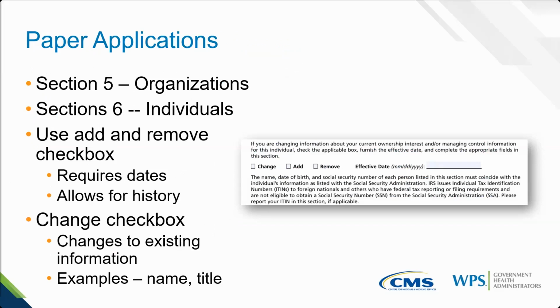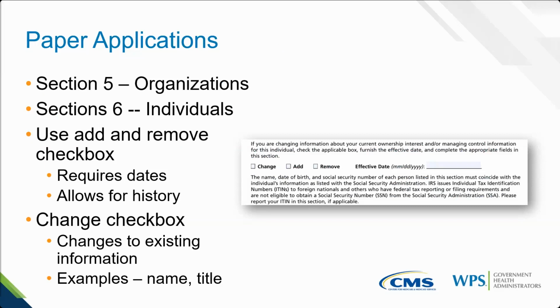So next, before we get to more questions, I do want to talk about how these changes are going to occur. I'll start with a paper application. Functionality is different, but the process is essentially the same. On paper applications, we keep talking about section 5 and 6. In PECOS, the title will be slightly different, but it's the same section. Section 5 is for organizations, section 6 is for individuals.